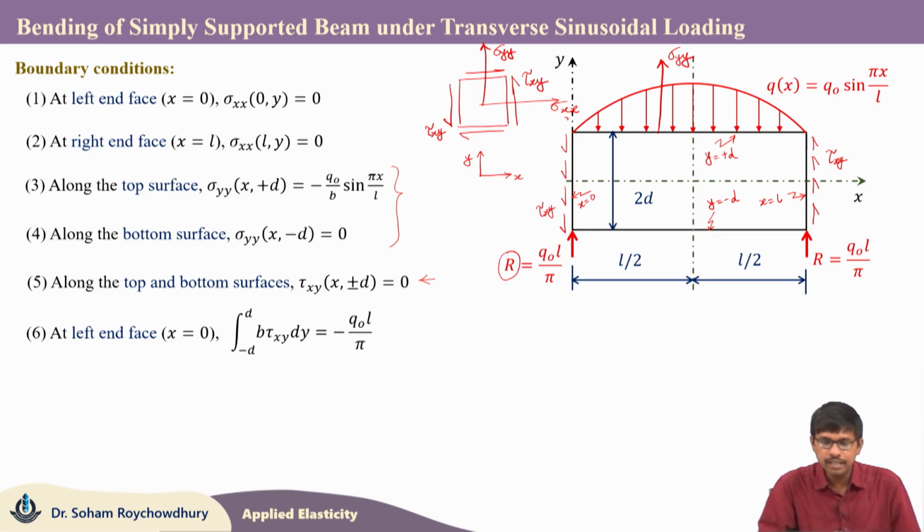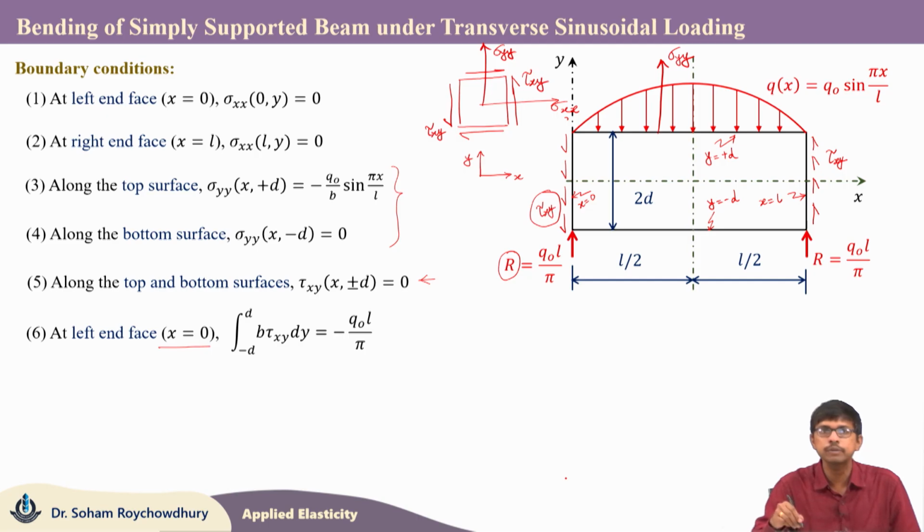So, for the left hand side, that is x equals to 0, the left end face, boundary condition 6 is the integral of b tau xy dy from minus d to plus d, which would give us the net downward reaction force, because by convention tau xy direction is downward here.